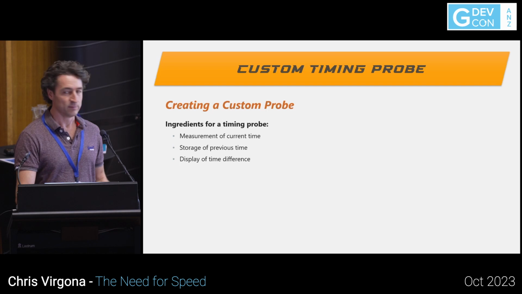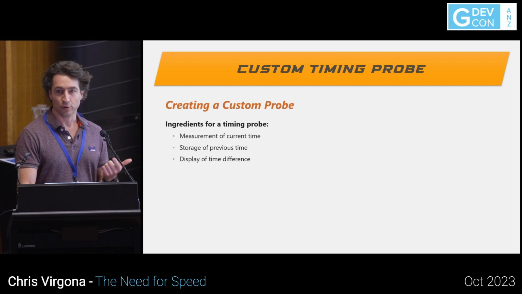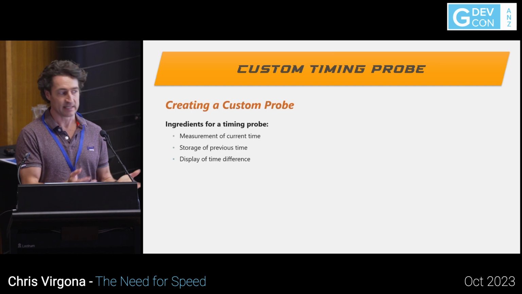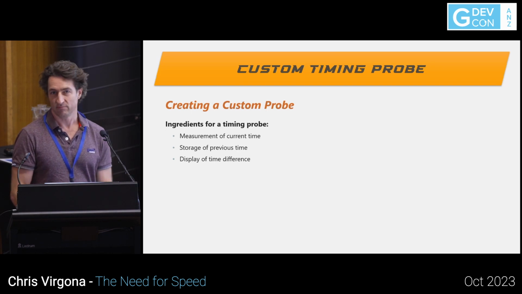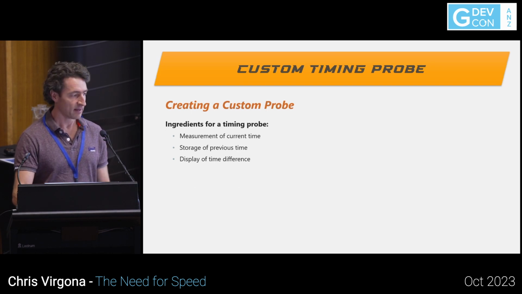And what does a probe need in order to be a timing probe? It has to have a way to measure the time, to maintain some way of knowing the previous time, so you can get a delta, and some display. You can display the time however you want, and that's it.